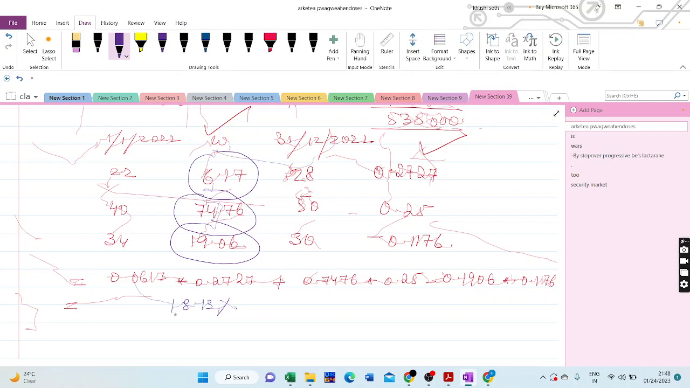Guys, are we good? Any doubts? Sir, please repeat this last thing. So, if you want to replicate or mimic this market cap weighted index, then 6.17% of the funds of your replicating portfolio should be allocated to stock A, 74.76% of the funds would have to be allocated to stock B, and 19.06% of the funds would have to be allocated to stock C.